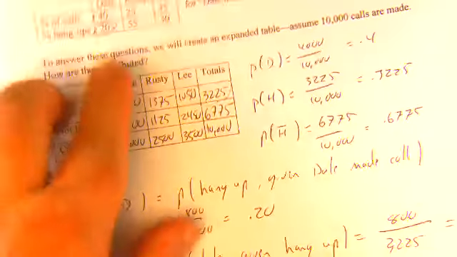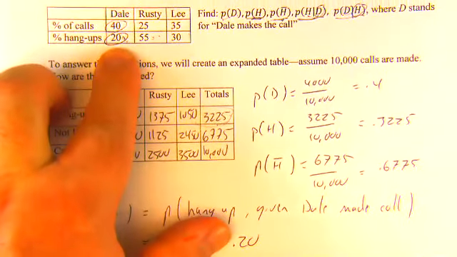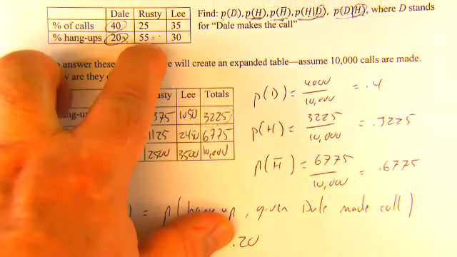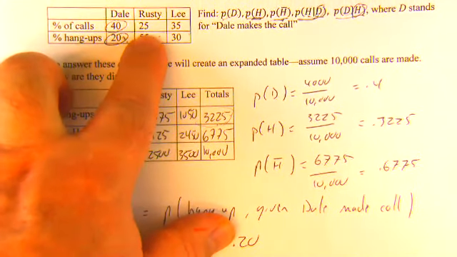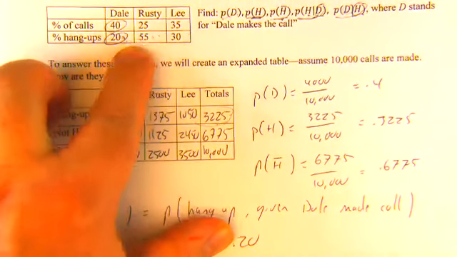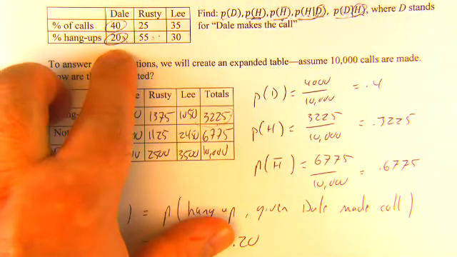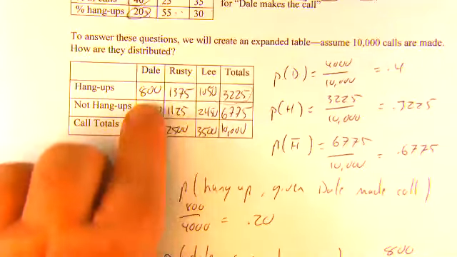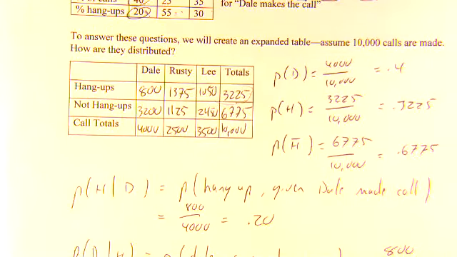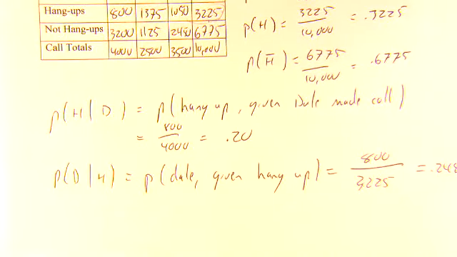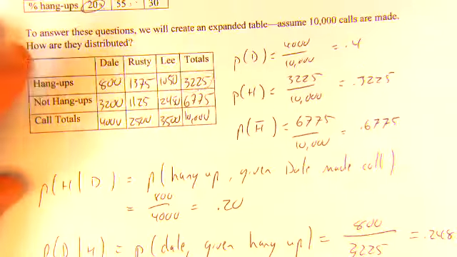So notice that's actually higher than his percentage, right? Because Rusty got a lot of hangups, right? But Rusty doesn't make a whole lot of calls, right? Dale makes a whole lot of calls, gets very few hangups, but the numbers are a little bit closer than you'd think. Okay, so this is a useful way to do these sorts of things.